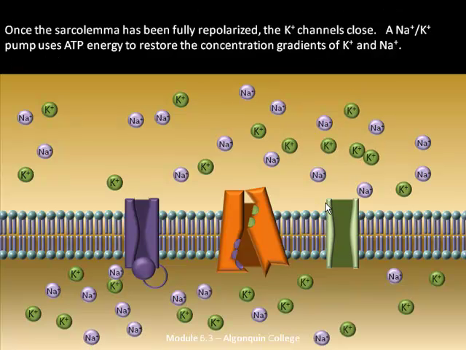Once the sarcolemma has been fully repolarized, the potassium channels close. A sodium-potassium pump uses ATP energy to restore the concentration gradients of sodium and potassium to their normal levels.